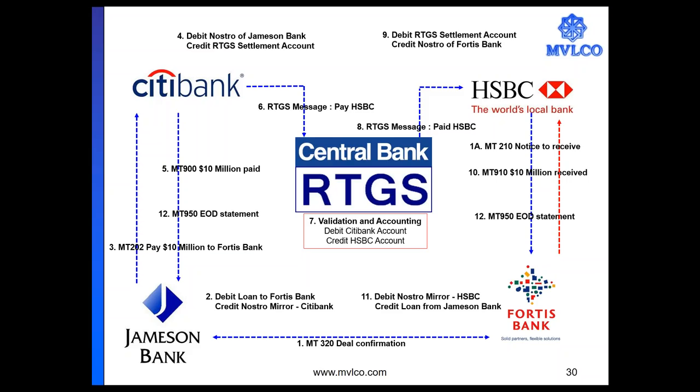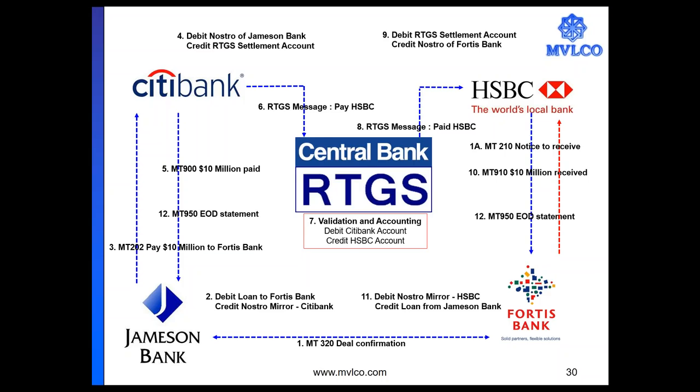And in this example, since we had a cross-border transaction, we had used an MT202 originating from Jensen to Citi. If all the parties in this transaction were within one country, like Canada or the United States, in that case, for a similar domestic transaction, I would have used a 205.